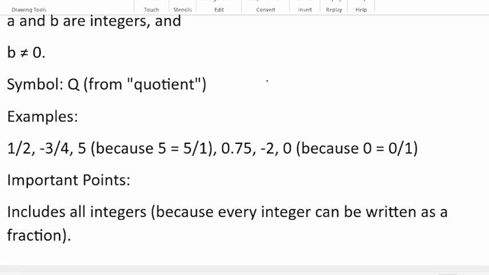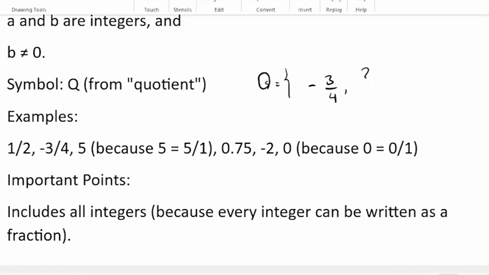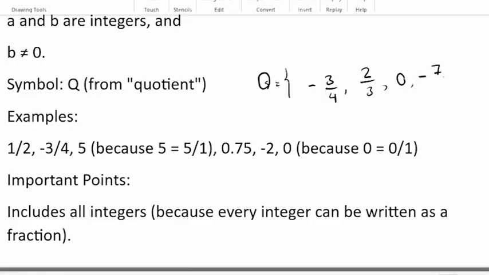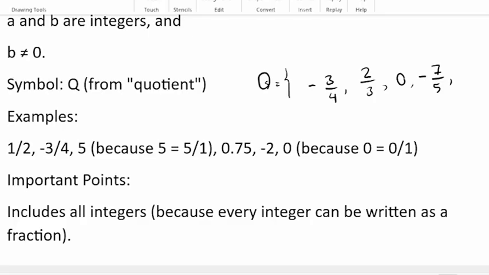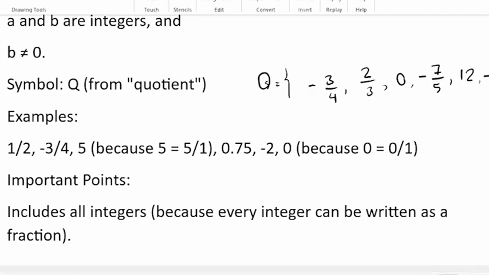If you want to show it, say it here. Q is equal to, for example, minus 3 over 4, 2 over 3, 0, minus 7 over 5, 12, minus 12, etc. These types of numbers are called rational numbers. We can also show it on a number line here.